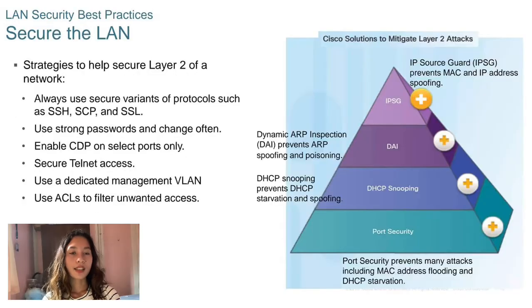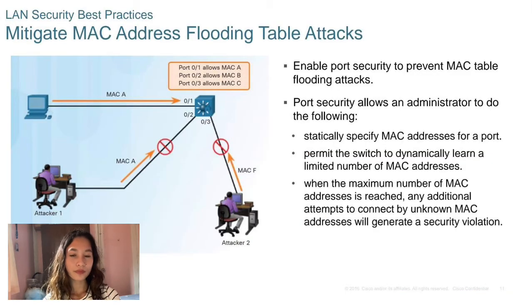LAN security best practices. First is secure the LAN. Strategies to help secure layer 2 of a network are the following. Always use secure variants of protocols such as SSH, SCP, and SSL. Use strong passwords and change often. Enable CDP on select ports only. Secure telnet access. Use a dedicated management VLAN. Use ACLs to filter unwanted access.